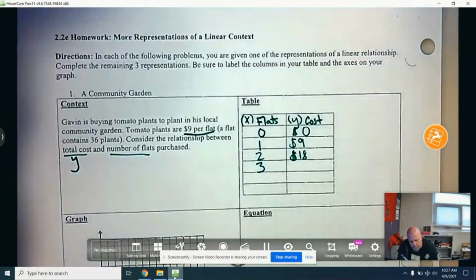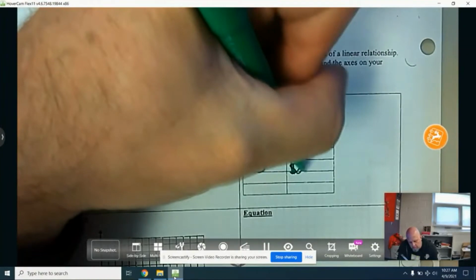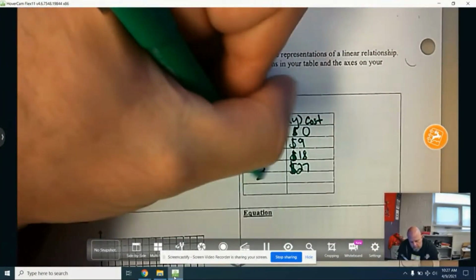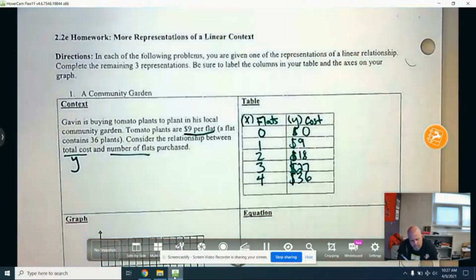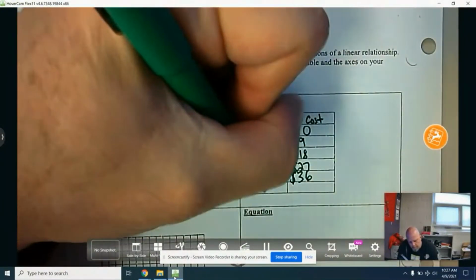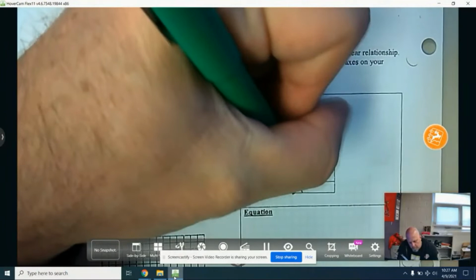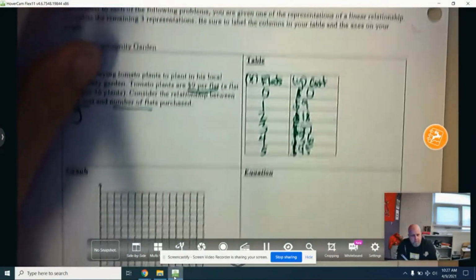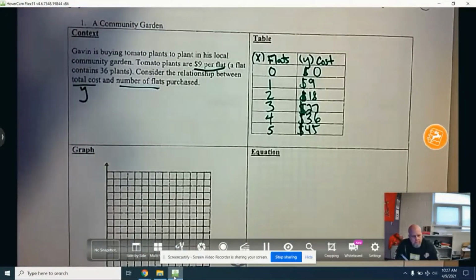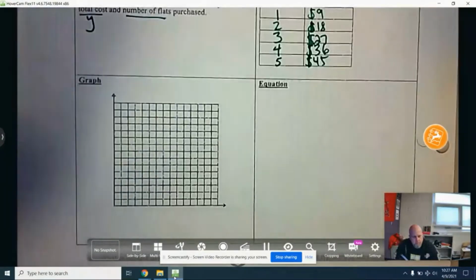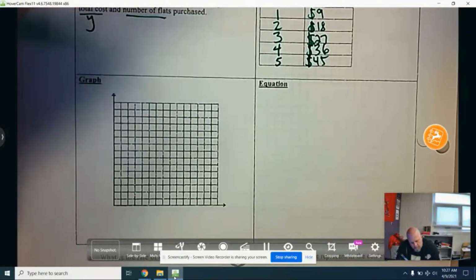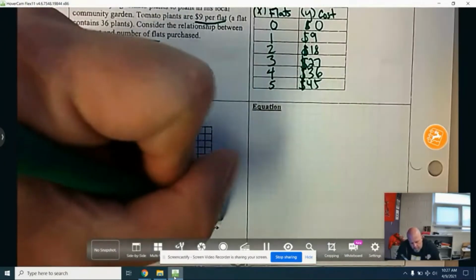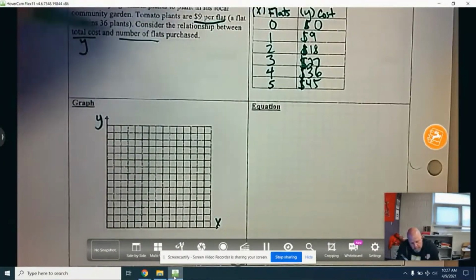If I have 2 flats, 2 times $9 gives you $18. If you got 3 flats, 3 times 9 is 27. Okay, 4 times 9, 36. And last, 5 times 9 is 45. Okay, so now I have my table. I'm going to go down and look at my graph. I need to graph this. So I need to label my axes. Remember, this is your x-axis, this is your y-axis.